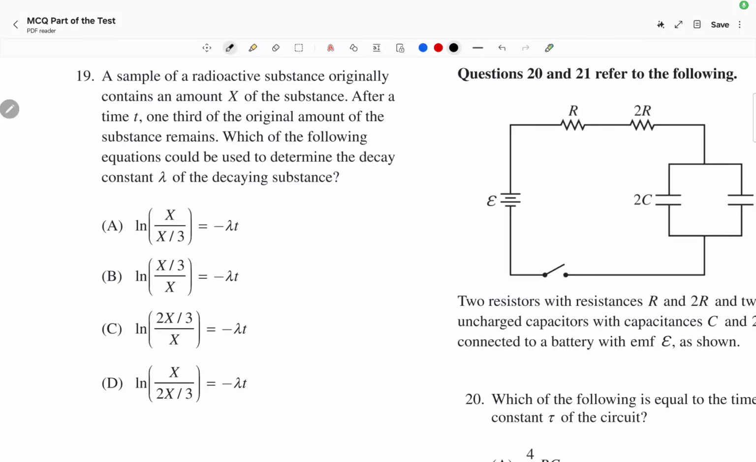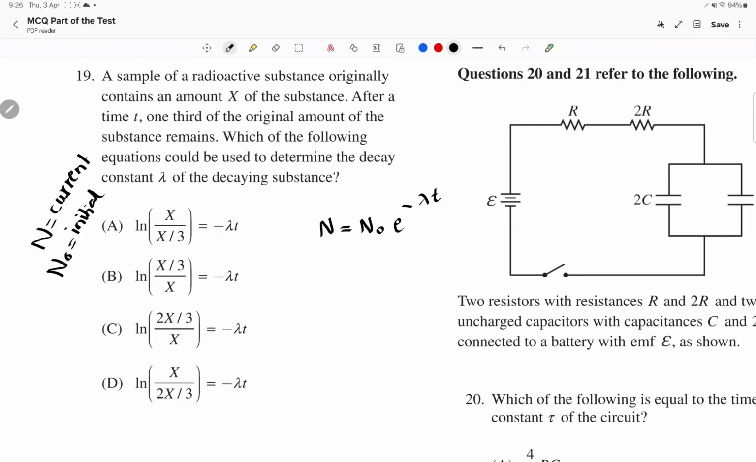So for this question, there's actually a new equation that was put up on the equation sheet. If you go to modern physics, there's one equation near the end, before the last one, which is capital N equals N0 e^(-λt). So capital N is the current amount, and N0 is the initial amount.